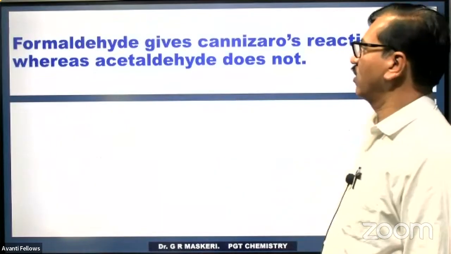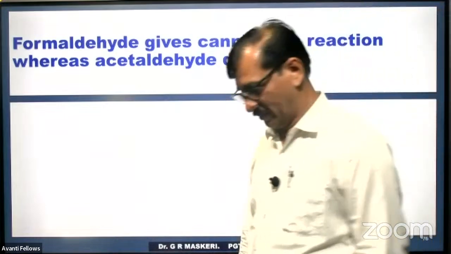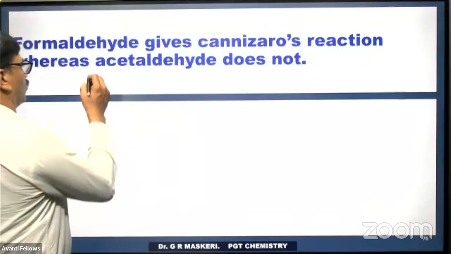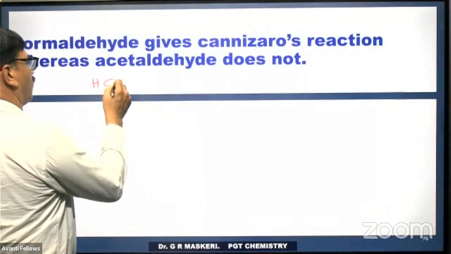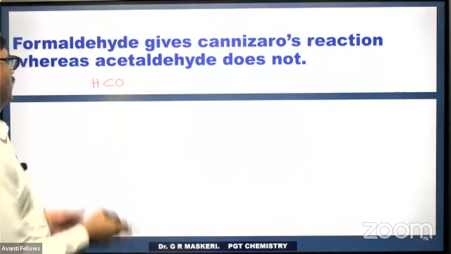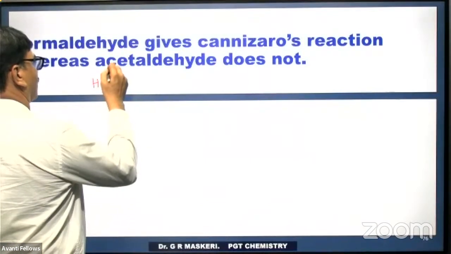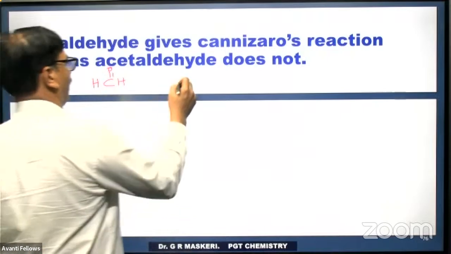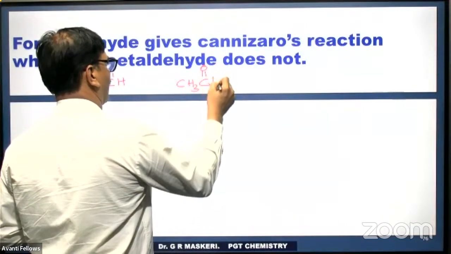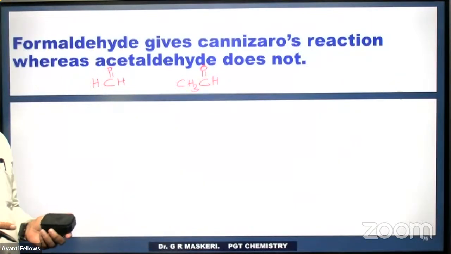Now coming to this. Formaldehyde gives the Cannizzaro reaction, whereas acetaldehyde does not. Let us recall this. Formaldehyde is HCHO, you can write it like this. HCHO is formaldehyde. Acetaldehyde is CH3CHO.